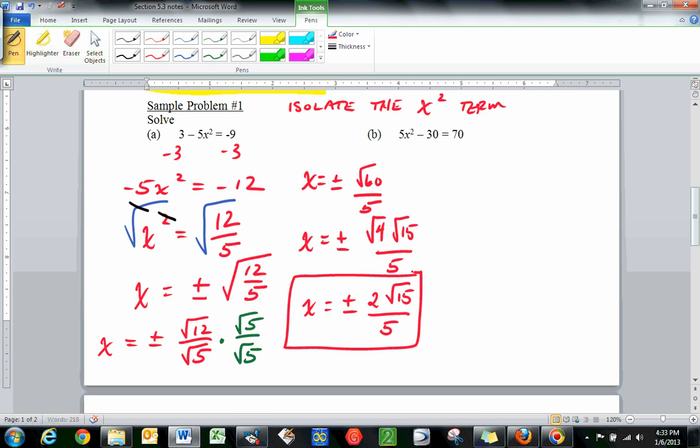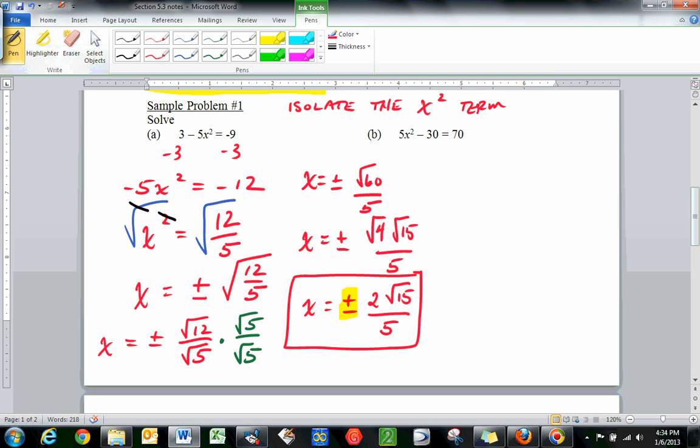And that is our solution to our equation. Now, there's two solutions here. There's the positive version of 2 times the square root of 15 over 5, and there's the negative version of 2 times the square root of 15 over 5. So this plus or minus sign is important when you write your final answer.